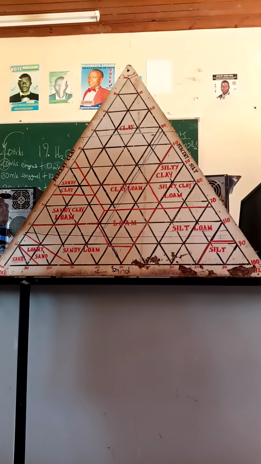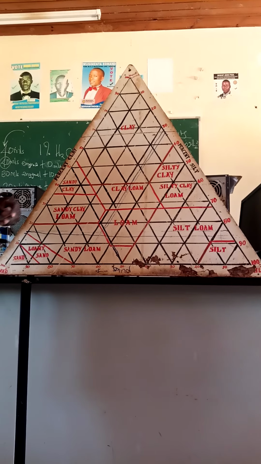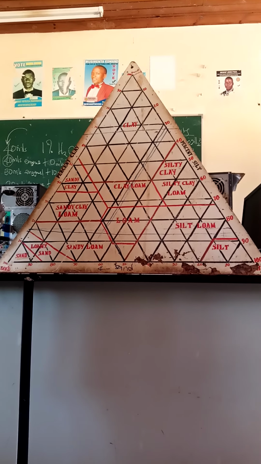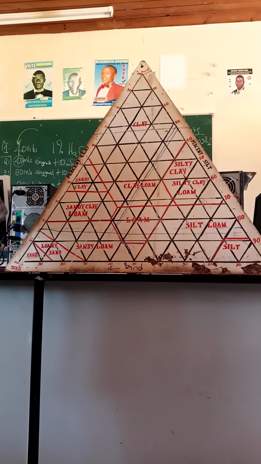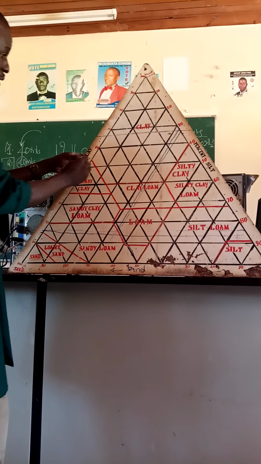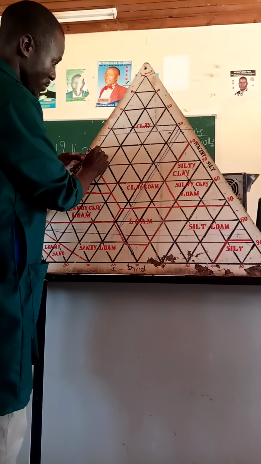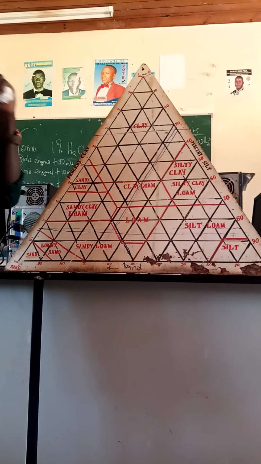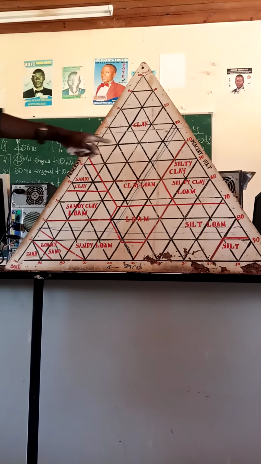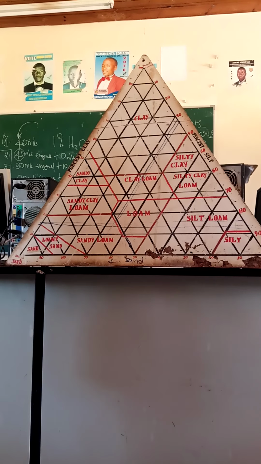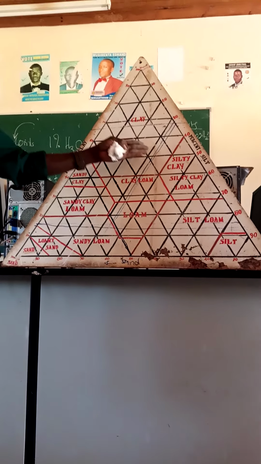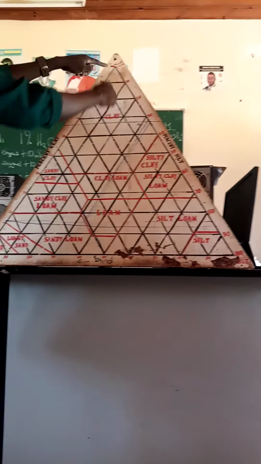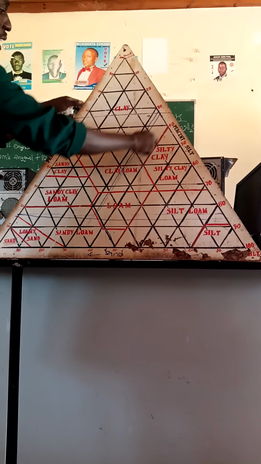And then how about clay? Clay is 54. Clay is here, and 54 is around here. Are you seeing this? The three lines have met here. After plotting that, then you can now read this soil. That soil is typically clay.